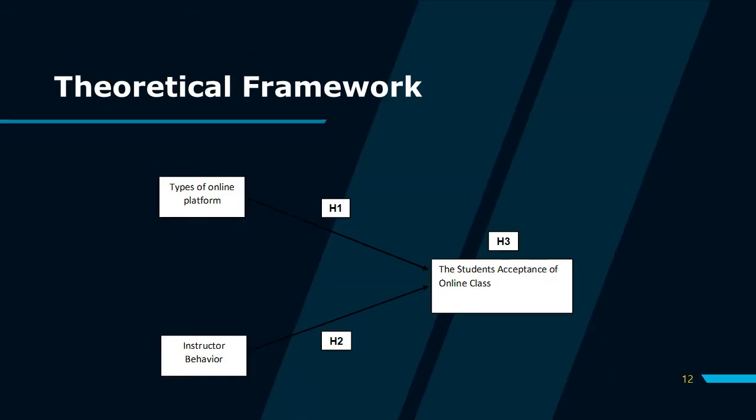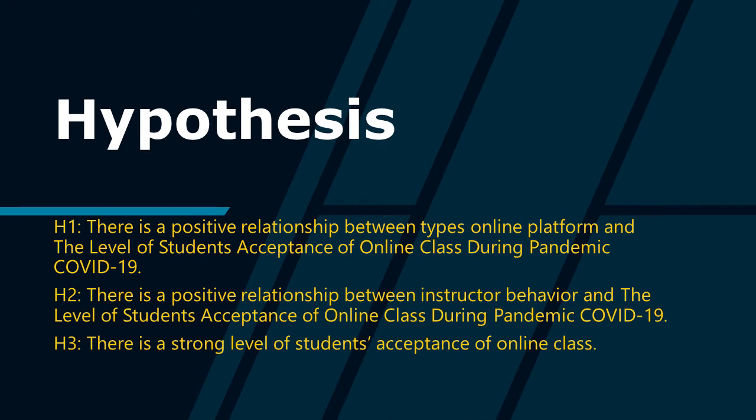Theoretical framework. This table shows the relationship between student acceptance of online class with the types of online platform and the instructor behavior. The hypothesis that can be made after viewing the result of dependent and independent variable is both have positive relationship with the level of students' acceptance of online class during this pandemic COVID-19.